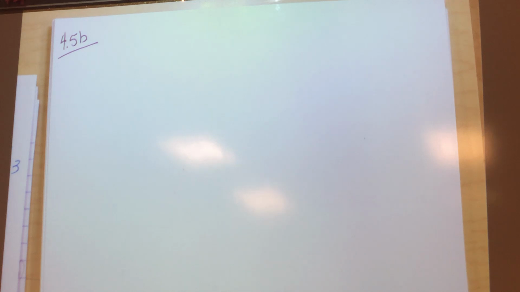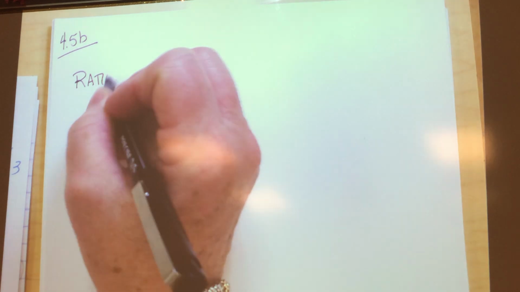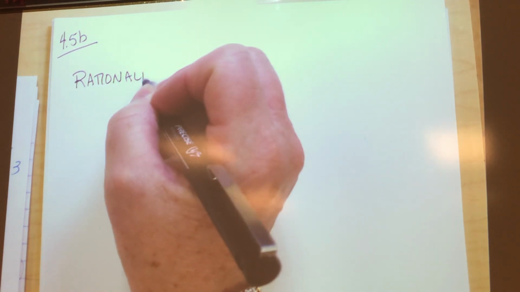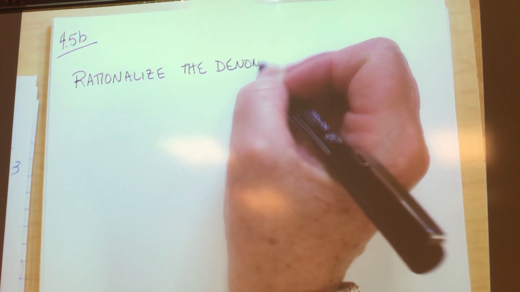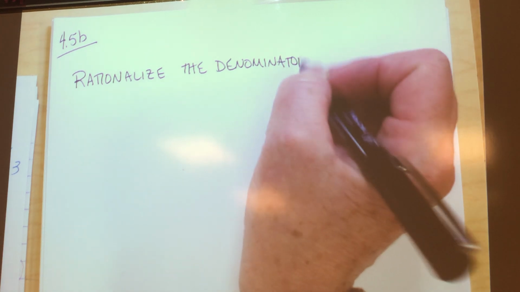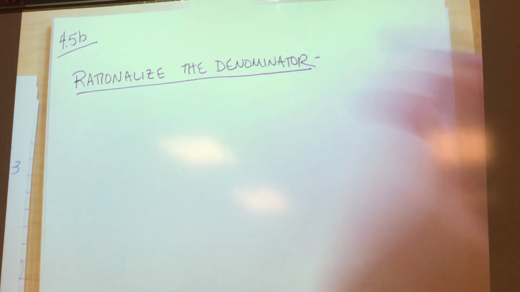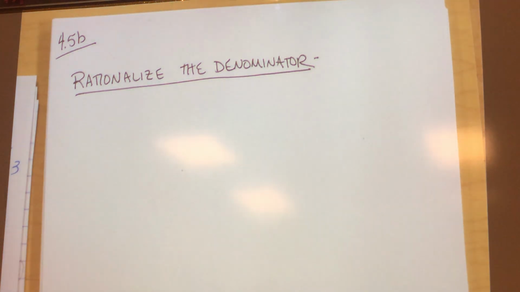So, 4.5b, what was the last thing that we wrote down? Rationalize the denominator? Yes? Okay, so before we wrote rationalize the denominator, we wrote it is not proper to have a radical in the denominator. Do you agree? Okay, and then the next thing we wrote was rationalize the denominator. Okay, rationalize the denominator. So, what does it mean to rationalize the denominator?